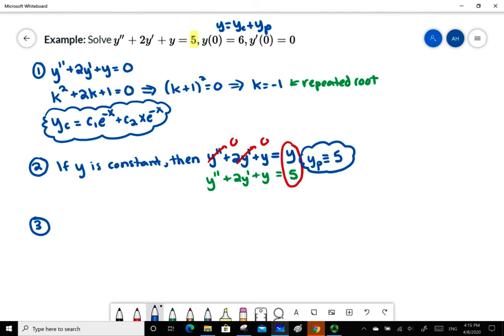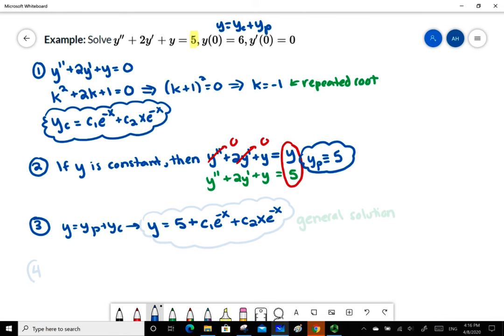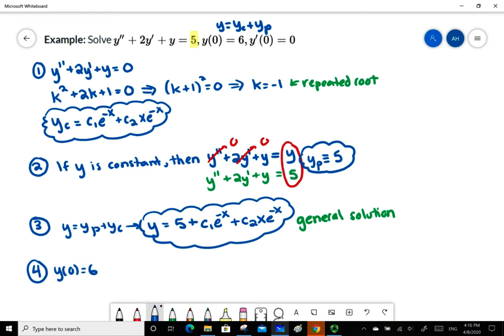Now that we have yc and yp, we can put them together to get the general solution. y is yp plus yc, so y is 5 plus c1 e to the negative x plus c2 x e to the negative x. Finally, since we are solving an initial value problem, now that we have the complete general solution, we can apply the initial conditions.